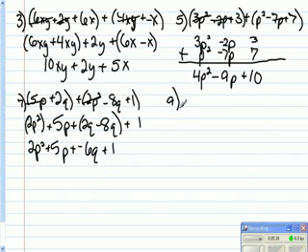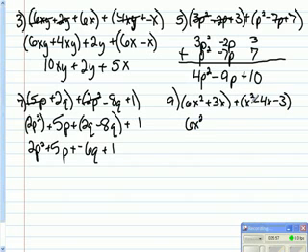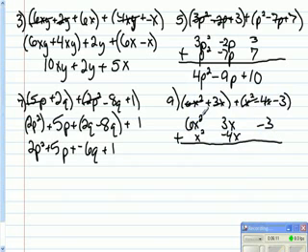Alright, number 9. We have 6x squared plus 3x plus x squared minus 4x minus 3. Alright, I have 6x squared and an x squared. Those are like terms. 3x and negative 4x are like terms. And then I have a negative 3. Alright, I'm going to add all those. 6x squared plus another x squared is 7x squared. 3 and negative 4 is negative 1x. Don't have to write the 1. And negative 3 doesn't have anything to go with.